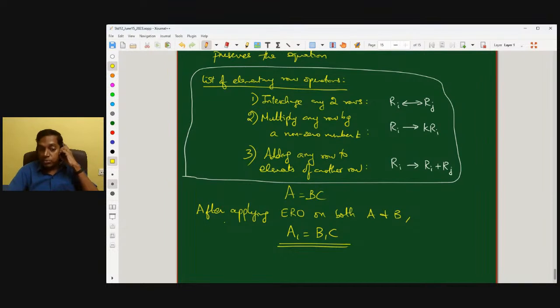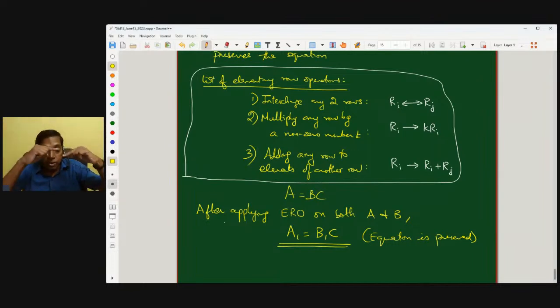Okay, and it will be true. If A equals BC, then A1 will be equal to B1C. That means the equation is preserved. See, if you multiply A by 2 and B by 3, 2A is not equal to 3BC, because A is BC doesn't mean 2A is 3BC. In fact, it's wrong. The equation's validity goes for a toss. But you're not going to do things like multiply A by 2 and B by 3.